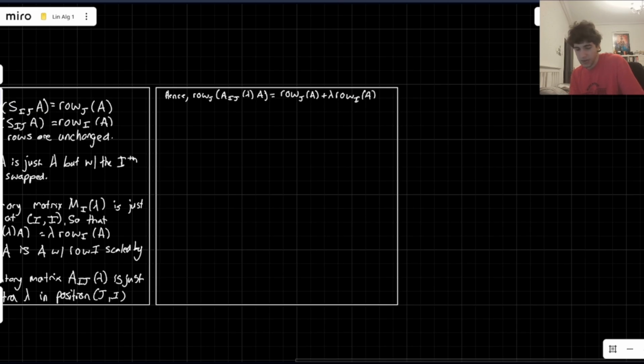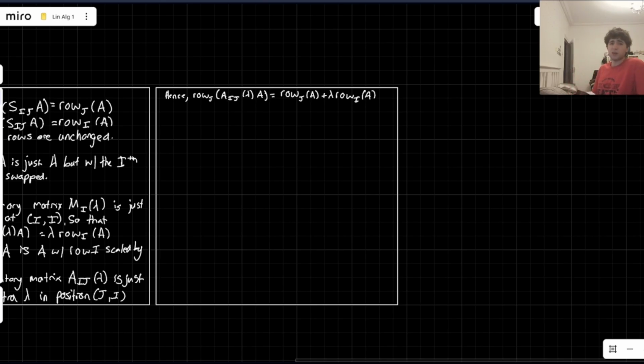Okay? And again, this is exactly what you want, right? The whole point of this elementary operation is you're adding lambda times row I to row J, and that's exactly what's happening, and then you're changing row J accordingly. So the new row J is going to be the old row J plus lambda times row I, which is exactly what you wanted, right? So this makes sense why this is true.